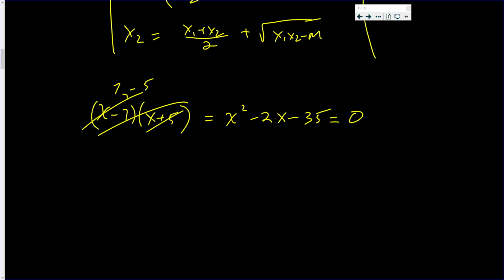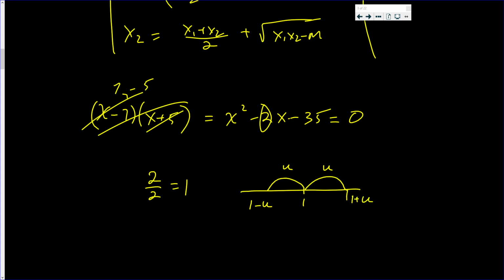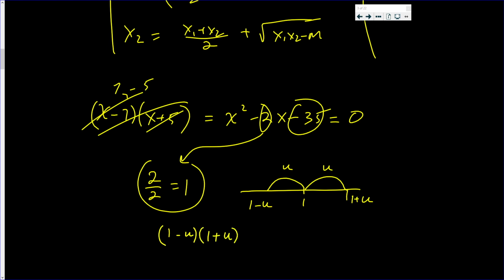So, what Dr. Loh is suggesting is you take that number, 2, divided by 2. And that's the midpoint. There's the midpoint. So one root is going to be 1 minus u, and the other root is going to be 1 plus u. And when you multiply out the roots, you get negative 35. So all you have to do is take 1 minus u times 1 plus u, and it equals the constant.